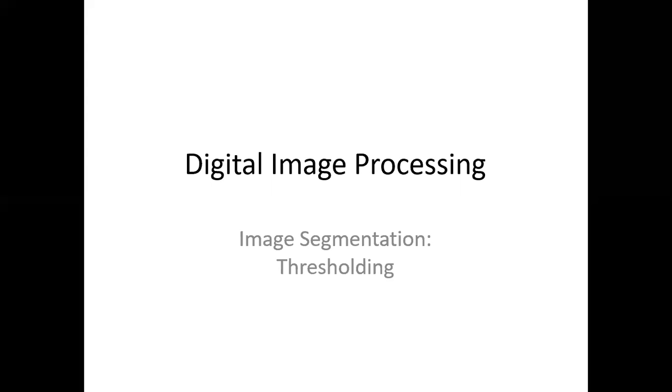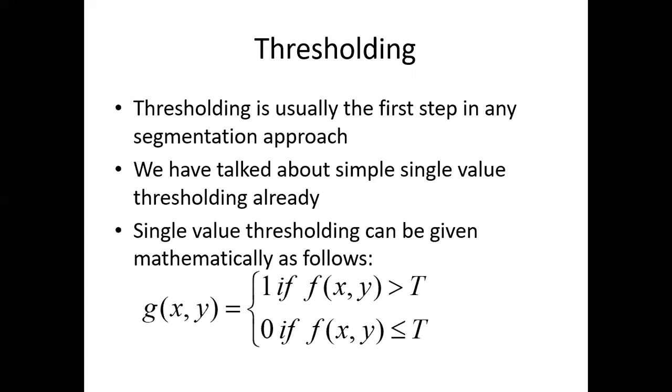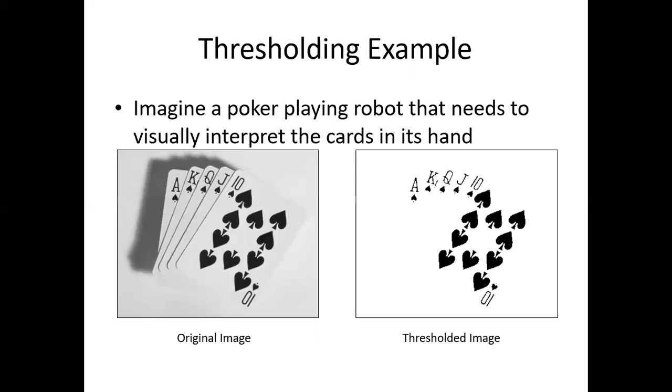Digital image processing, image segmentation, that is thresholding. First we need to know what thresholding is. Thresholding is usually the first step in any segmentation approach. We have already talked about simple single value thresholding. Single value thresholding can be written mathematically as g(x, y) equals 1 if f(x, y) is greater than T, and 0 if it is less than T. That is the threshold concept.